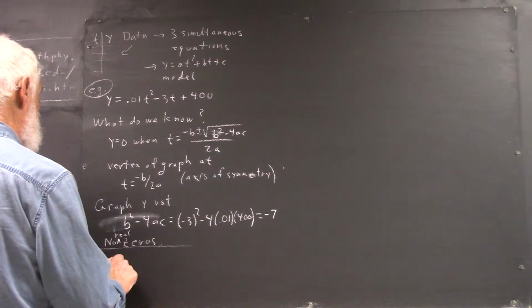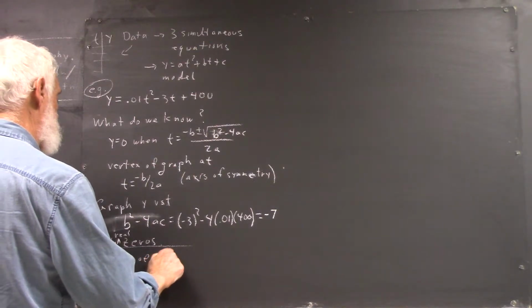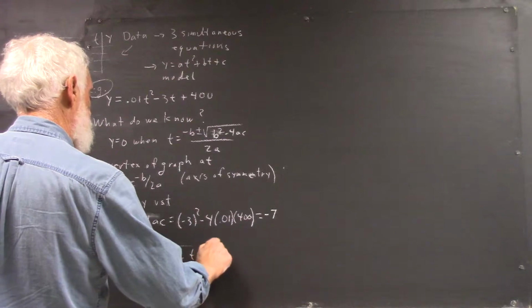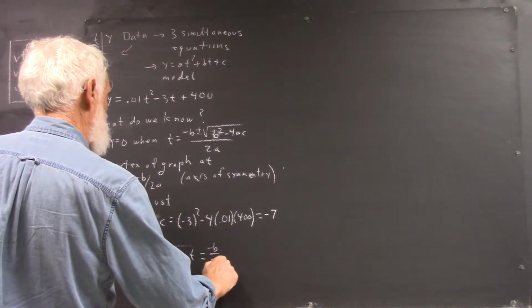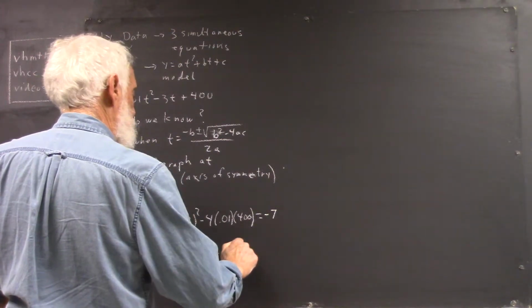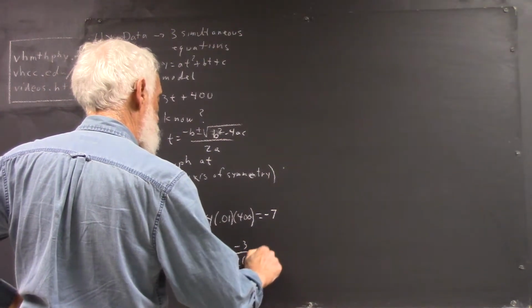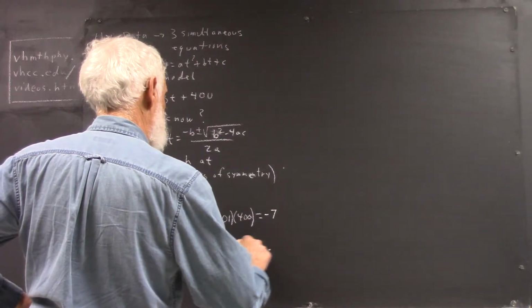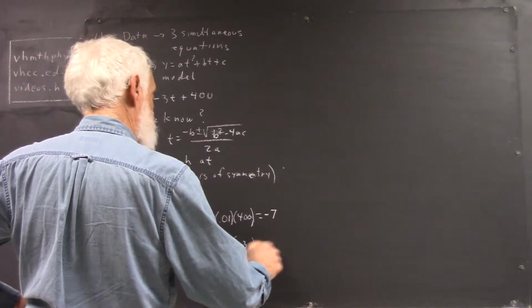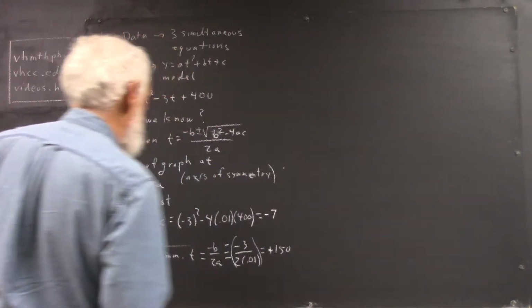Vertex, let's say the axis of symmetry is at t equals negative b over 2a. It might not have been written real clearly, which is going to be negative 3 over 2 times 0.01, which is going to be, and it's the negative of negative 3 over that, and that's going to be positive 150.